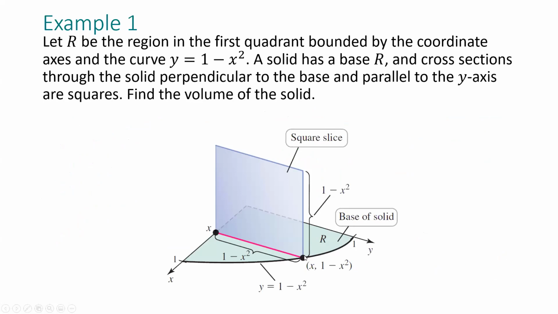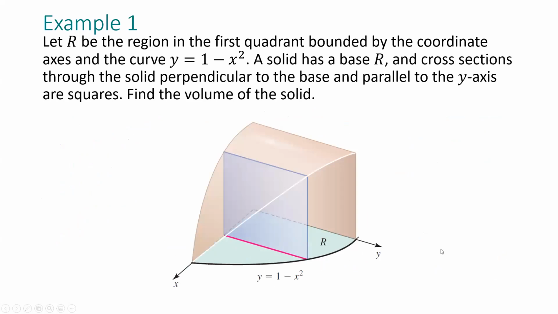Here's again sort of another way to visualize it. We've got our base here, this portion of the parabola in the first quadrant, and we're building on top of that our solid. Here's one representative slice, one cross section of our solid. So doing that along each different x value along the x-axis gives us this three-dimensional solid here.